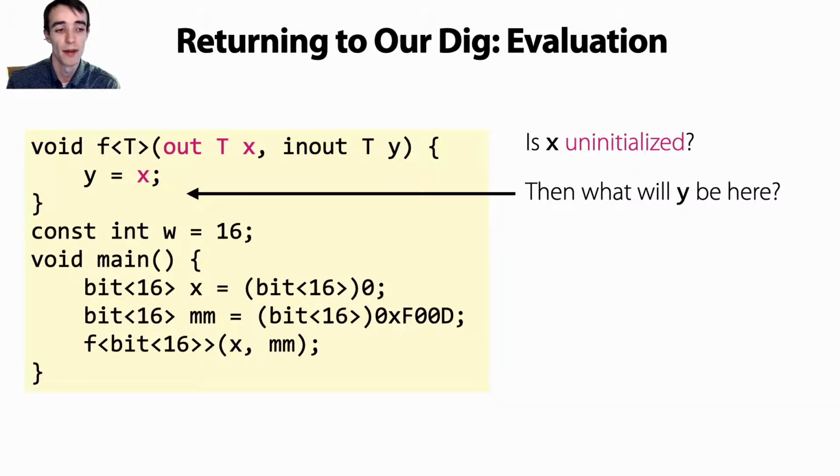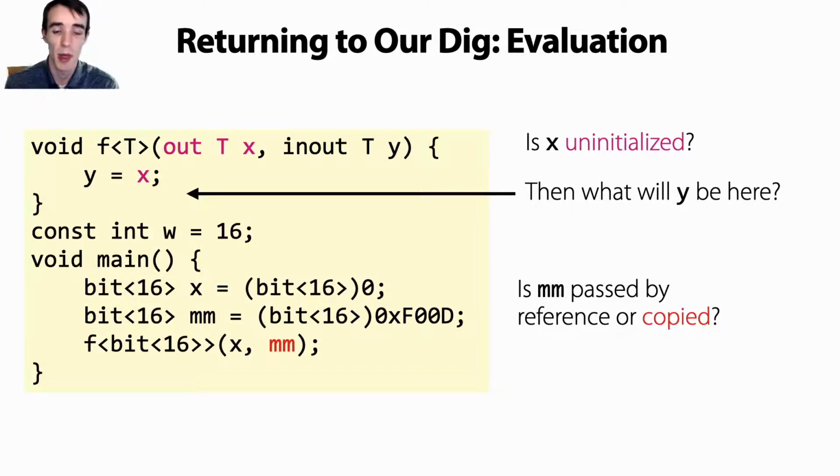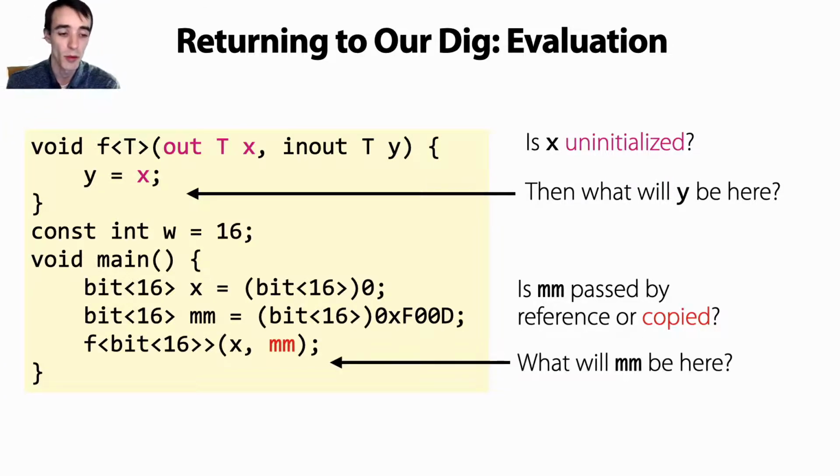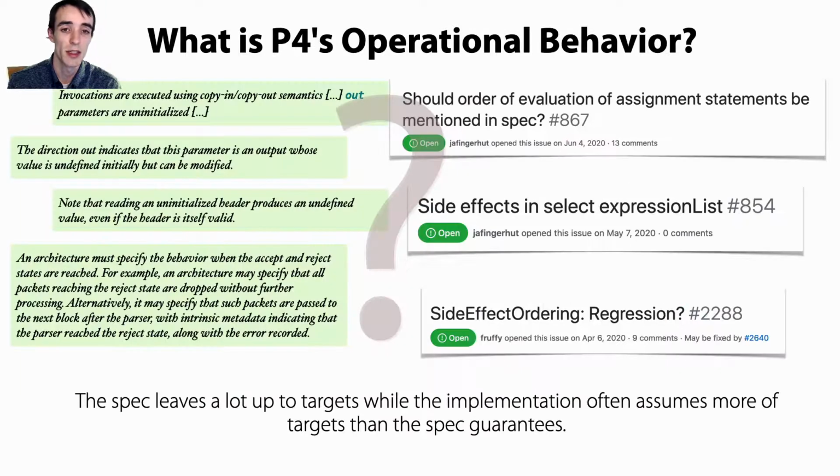And then bubbling up, what are we going to get out of f? Is mm going to be modified, or is a copy going to be modified and mm left unchanged? And so what will it be at this program point? This is maybe an easier question to answer in some sense, because we can go and run the program using the compiler and the open source implementation and see what it does.